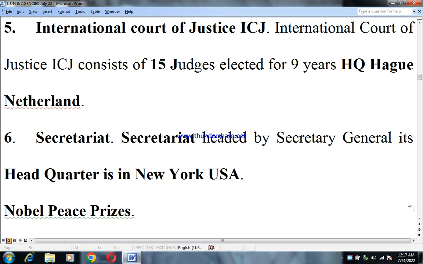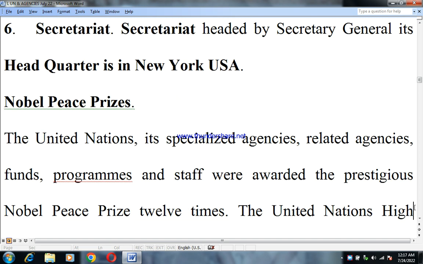Number 5, International Court of Justice or ICJ. International Court of Justice consists of 15 judges elected for 9 years. Its headquarters is in Hague in Netherlands. Number 6, Secretariat. Secretariat is headed by Secretary General. Its headquarters is in New York, United States of America.